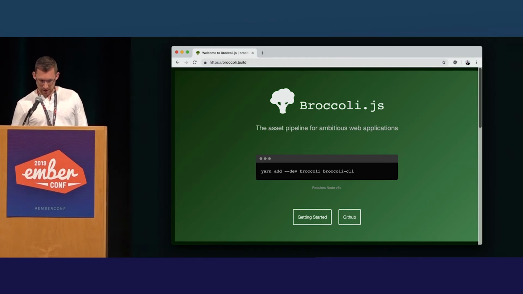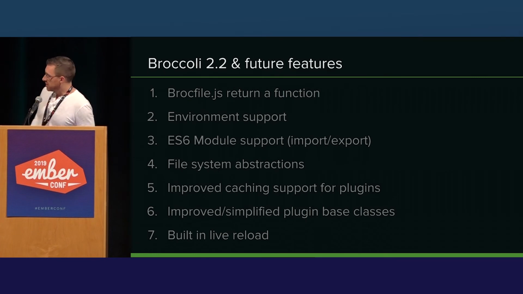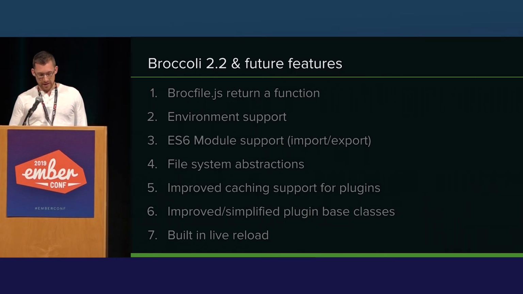So I'm running out of time here a little bit, so I'm going to breeze on. Some of the features that have come to Broccoli lately in Broccoli 2.2 have been unifying the Broccoli API with the Ember CLI API. So if you want to go and check it out, have a look at the Broccoli repo, and you'll find what some of these new features look like.